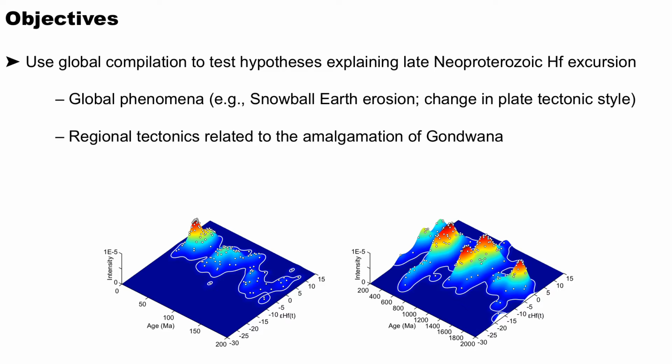And the test here is: is this a global Earth process, something related to extreme erosion during snowball Earth, or even a paradigm shift in plate tectonic style? Or rather, can this be explained by regional tectonics related to the amalgamation of the Gondwana supercontinent?